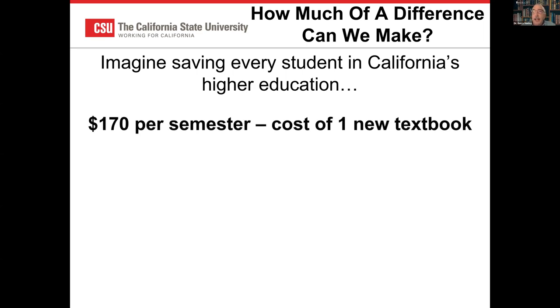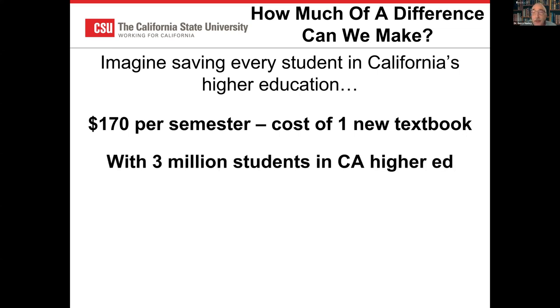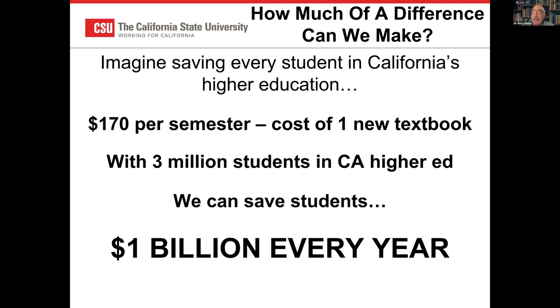And when you want to say, if I'm thinking in the long term, what is really the impact that's possible here? If you just think around in the state of California, if we saved every student $170 per semester with 3 million students, that's $1 billion a year.